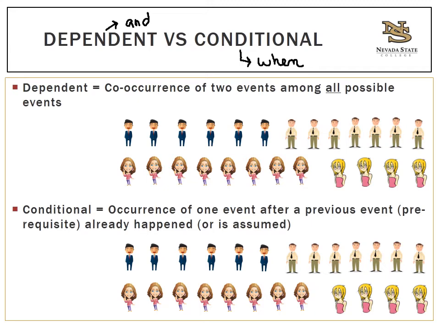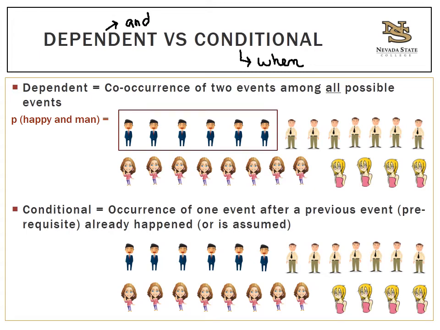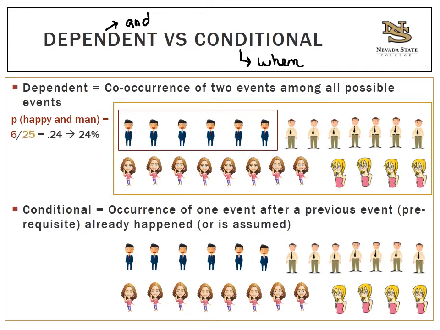So we're looking at dependent, the co-occurrence of two events among all possible events. Let's say we want to know the probability that we would randomly select somebody from this sample who is happy and a man. Their mood and that particular sex are co-occurring. So it would look like this. Those guys right there, that's our happy men. And if we were looking at the probability of happy and man from this sample, we would take those 6 divided by the total number of people that you see here. So 6 out of 25, or 24% of the sample, are happy and a man.